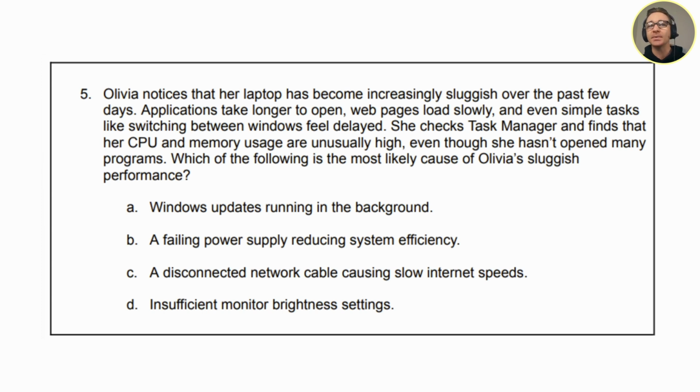A, Windows updates running in the background. B, a failing power supply reducing system efficiency. C, a disconnected network cable causing slow internet speeds. Or D, insufficient monitor brightness settings.